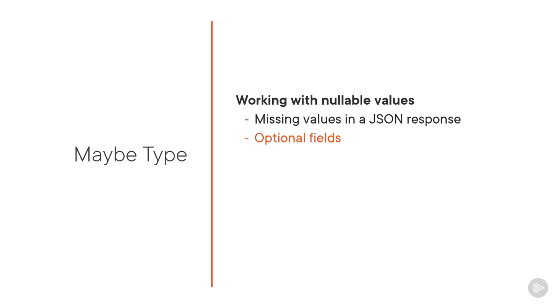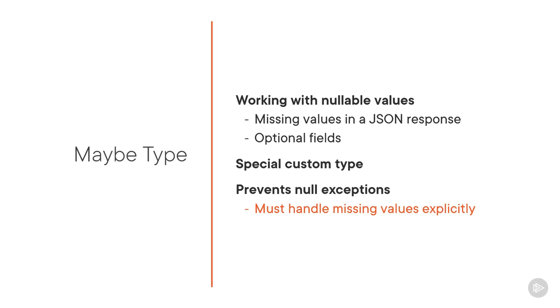The maybe type is a special custom type in Elm. The key point about it is that it prevents null-related exceptions by forcing developers to handle potentially missing values explicitly, to tell the compiler what to do when a value is null.